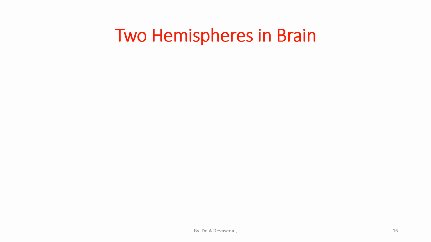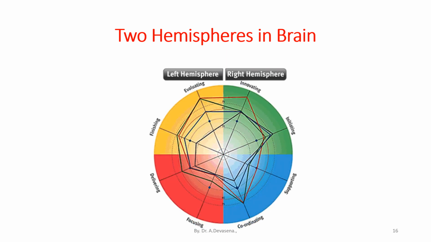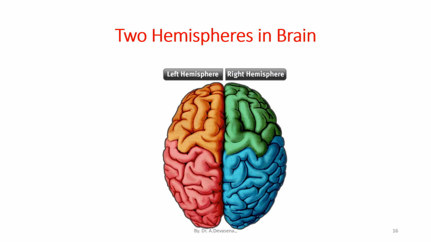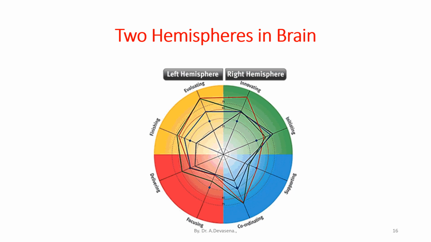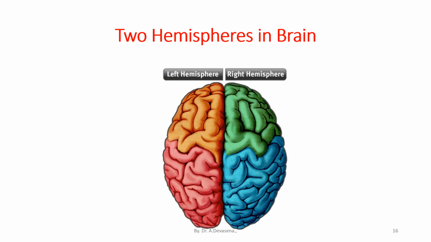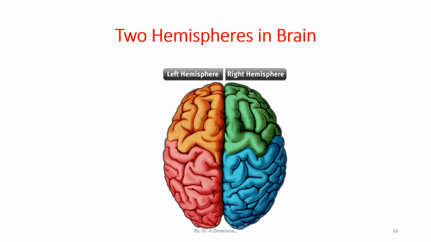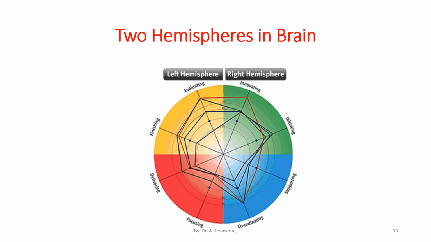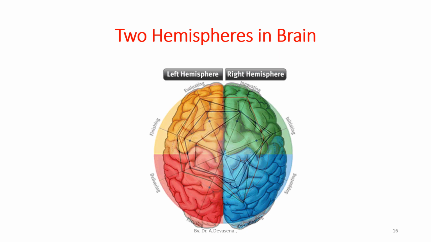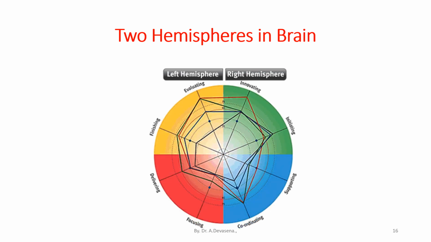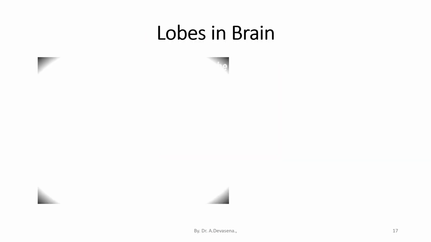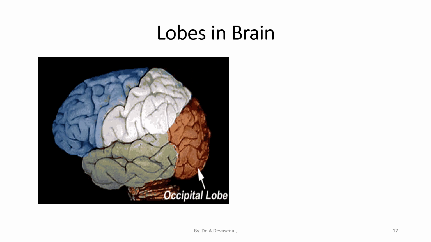Let us see the two hemispheres in the brain. Left hemisphere and right hemisphere. The right hemisphere performs innovating, initializing, supporting, coordinating. Similarly, the functions performed by the left hemisphere are evaluating, finishing, delivering, and focusing. Lobes in the brain. This is the representation of the lobes. It comprises the frontal lobe, parietal lobe, occipital lobe, and temporal lobe.